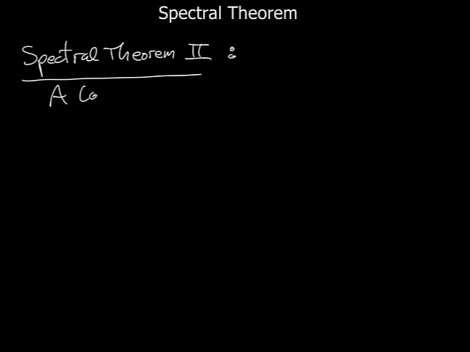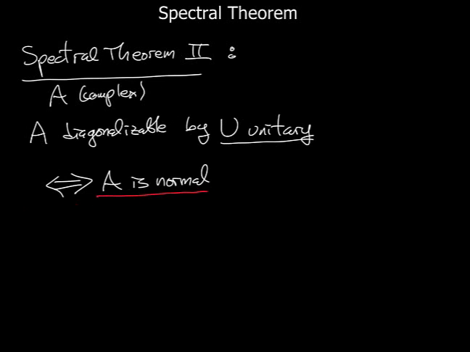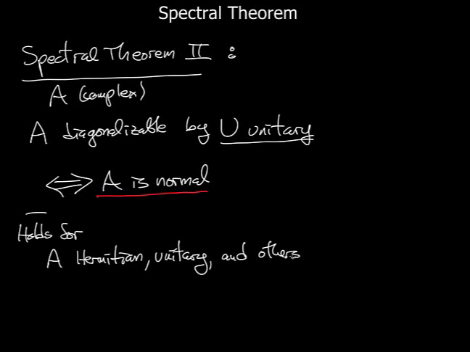And here's the second part of the spectral theorem. You have an n by n complex matrix A. Then it's diagonalizable by a unitary matrix, that's the condition we've been talking about, if and only if it's normal. So that is to say, there are matrices which are not Hermitian, which satisfy this property, and this theorem exactly tells you which ones they are. And as I said on the previous slide, this holds for Hermitian matrices, it holds for unitary matrices, but there are others.